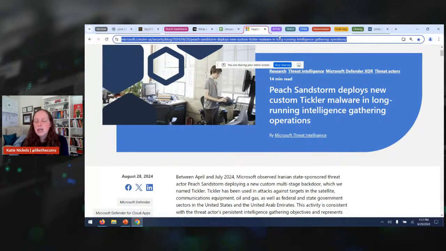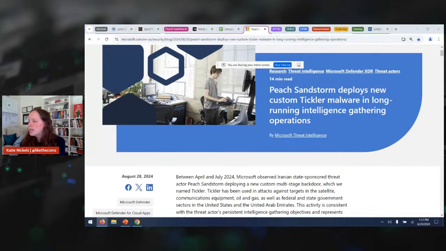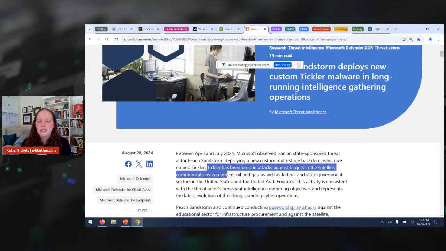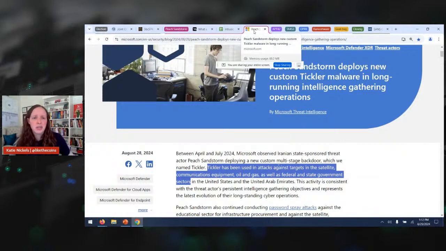And again, I want you to be thinking about, what do I care about, right? For my organization or my interest. So really helpful in a lot of reports, they're going to tell you, what does this group target? Who does this group target? Right? This malware called Tickler been used in attacks against satellite communications equipment, oil and gas, federal and state government sectors.